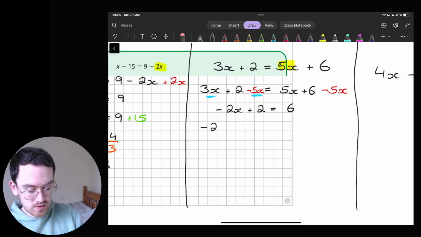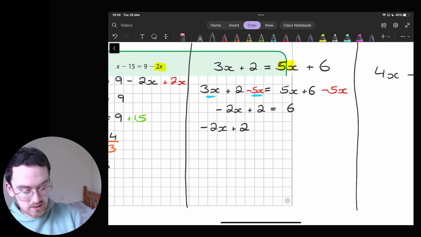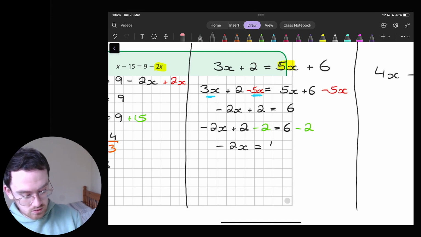And we're going to follow it through the same way. Even though we now have minus 2x, that's not going to change what we do at any point here. So I'm following my steps the same way. I want to get rid of that 2. So now I have minus 2x is equal to 4. And the same thing, I want to get rid of that minus 2, so I'll divide by minus 2.